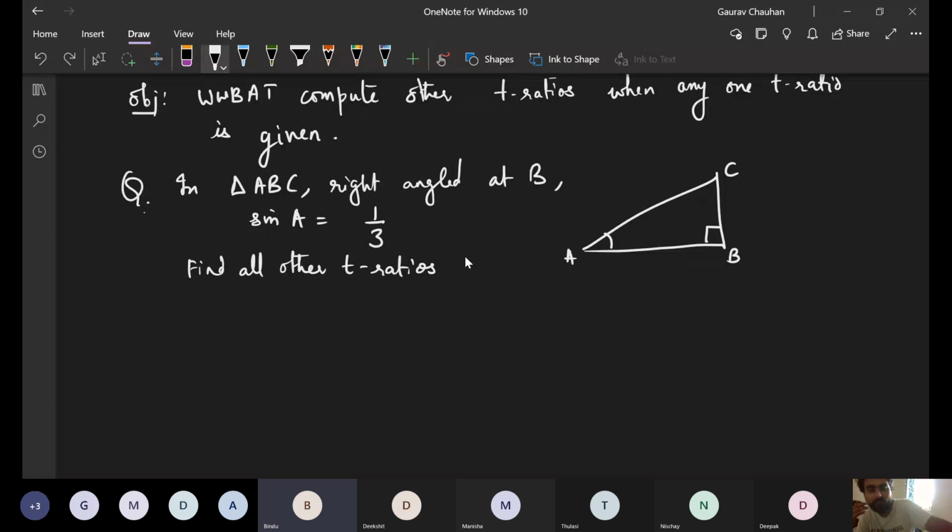Sir, total there are 6, sir. If sin A is given, there are 5 left, sir. Very good. There are totally 6 T ratios, and since sine is already given, there are 5 remaining ratios.